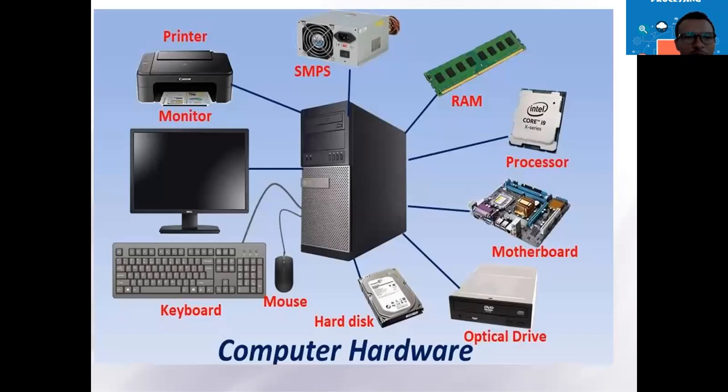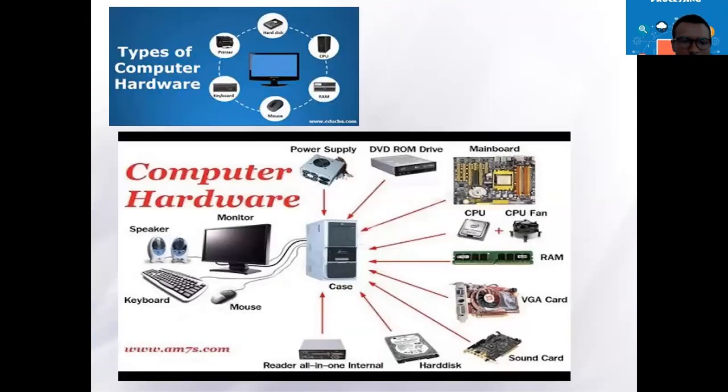I think you remember computer hardware, the different types of computer hardware. This one's monitors, system unit, power supply unit, printers, RAMs, processors, motherboard, optical drives, hard disk, and mouse, keyboard. These are computer hardware. You remember easily because you learned and discussed it deeply in the first semester.